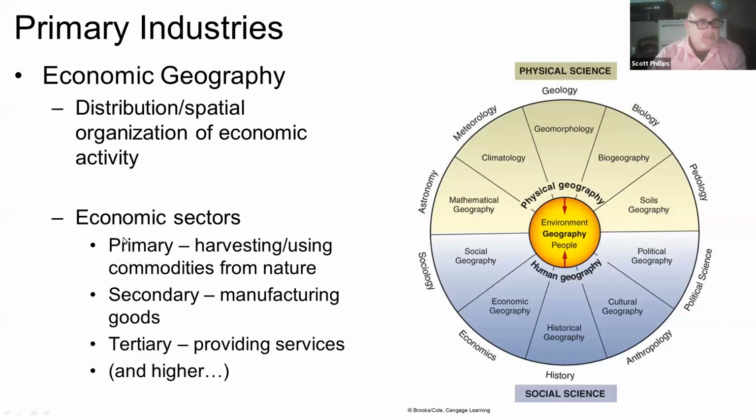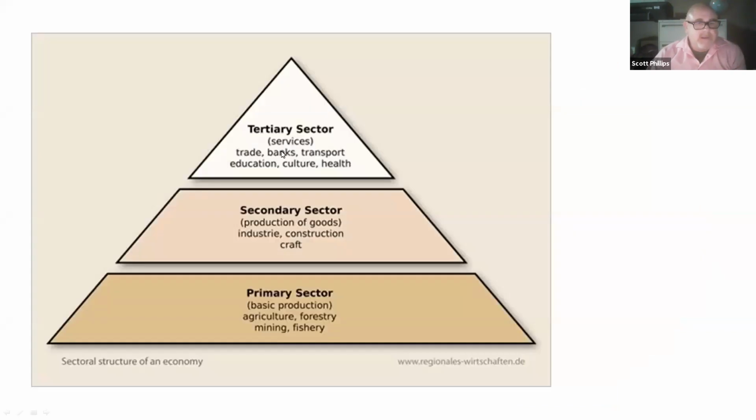And when we look at economic geography, what we often do is divide it into different economic sectors, including the primary sector, which has to do with harvesting of commodities from nature, agriculture, fishing, mining, and so on. Secondary, which is manufacturing of goods, like working in a factory, and tertiary, which is part of the service economy, and so on. And this little figure here helps to illustrate that.